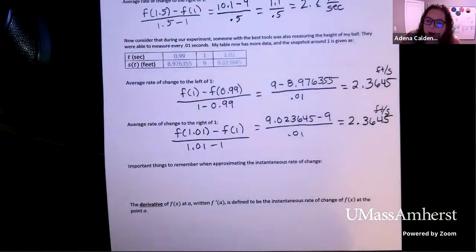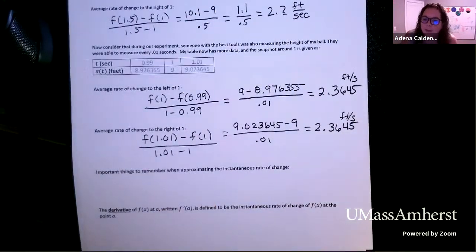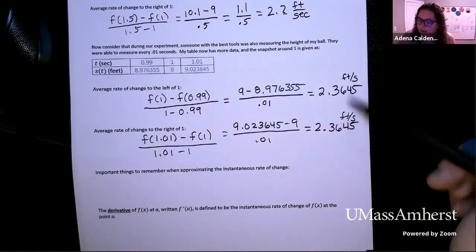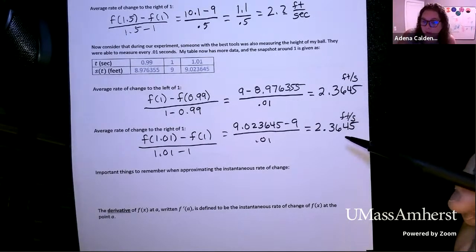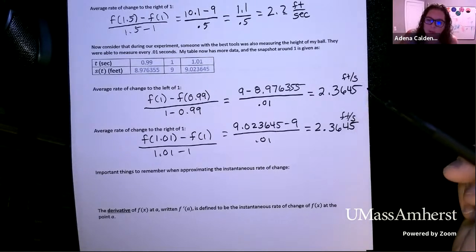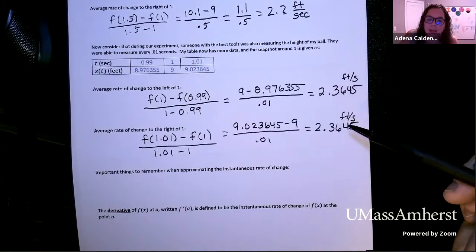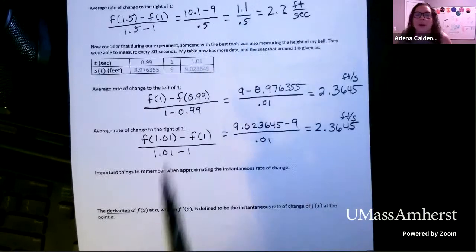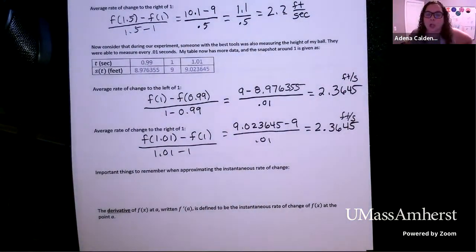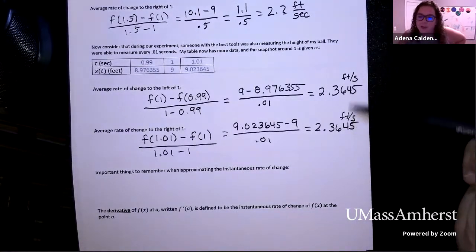So up to 4 decimal places, we are accurate and have the same value, which means that the instantaneous rate of change is 2.3645, right? That's as close as we're probably going to get. That's really, really accurate. And so what this is meant to highlight to you is that if you are able to get close to 1 in the same way we got close as limits, if you're able to get that data, then your approximations are going to be far, far more accurate, right?